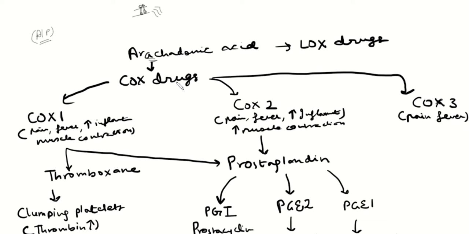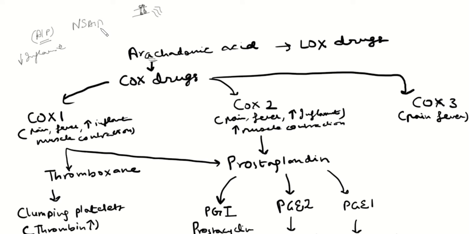Following this pathway, drugs that influence the COX enzymes, or cyclooxygenase enzymes, are essentially the COX drugs. These are drugs that inhibit the COX enzymes. So these drugs that inhibit the cyclooxygenase enzymes then decrease inflammation, right? And this classification of drugs is called NSAIDs.